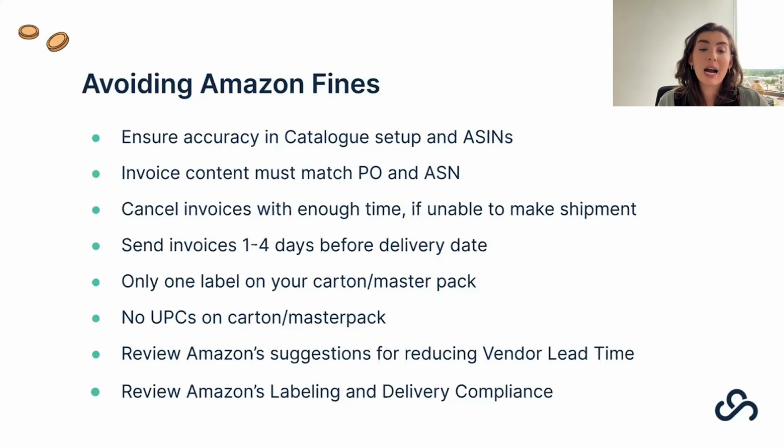And here are the titles of the 2 documents I've referenced when it comes to shipping defects and avoiding those. So you've got your review Amazon's labeling and delivery compliance. That's due to packaging and things like that. When it comes to Amazon suggestions for reducing vendor lead time, go ahead and read that. You can find that in the help articles in Vendor Central, and that'll help if you're having issues with PO management or any of the inaccurate forecasting issues.